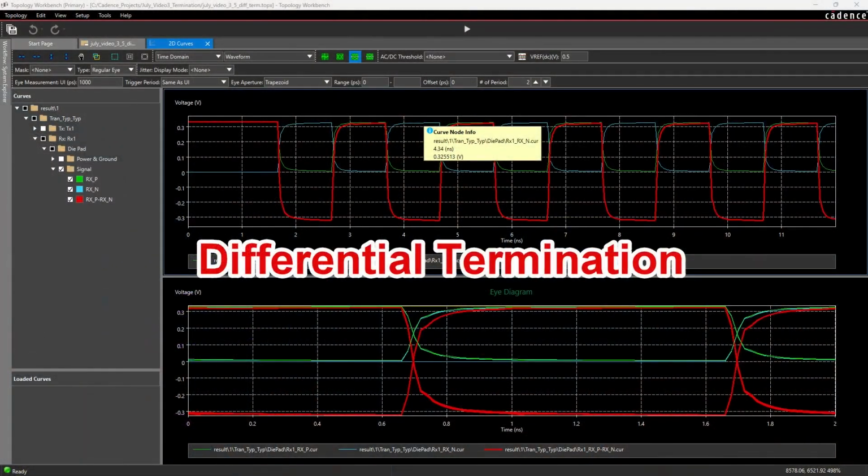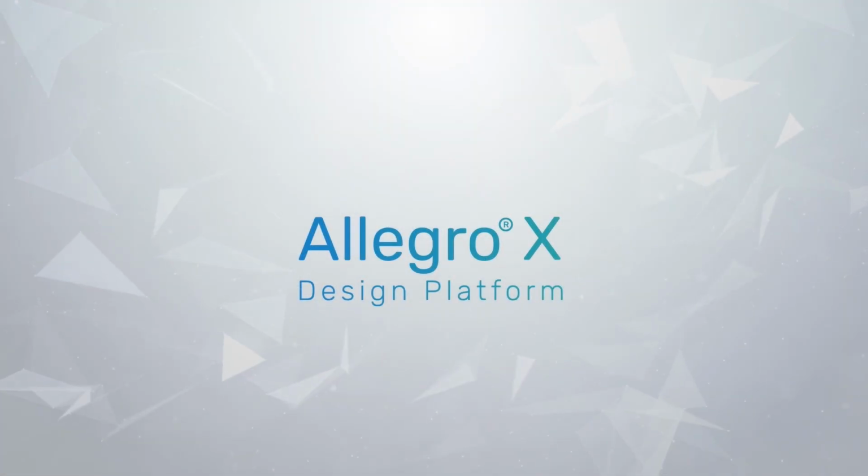Now that we've covered some termination strategies, here's a key takeaway. There is no single termination strategy that wins for every design. It depends on your driver impedance, your receiver requirements, your topology, and your power budget. The purpose of simulation is to test the choice before you commit to the PCB layout. So simulate first, route second, but you only need to route once. I'll see you in the next video.